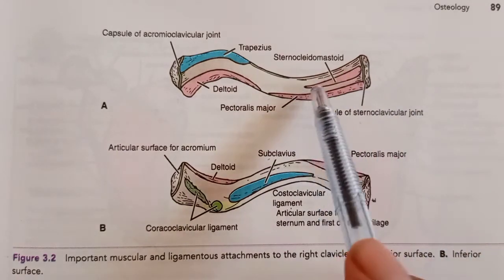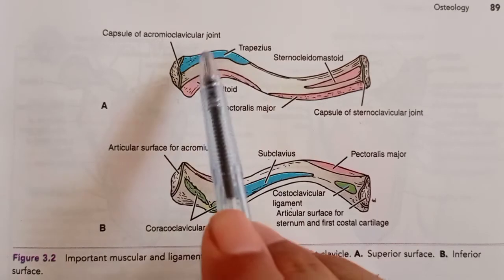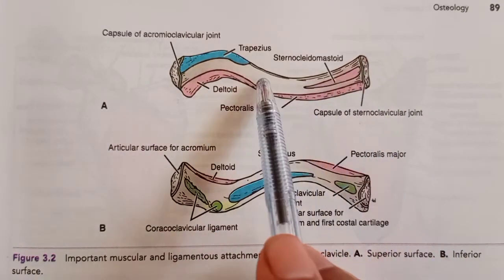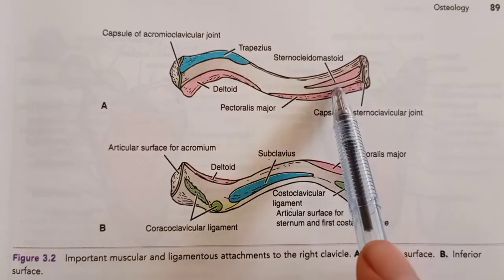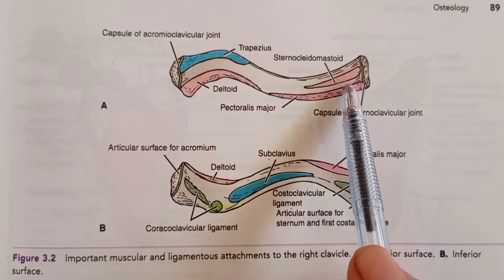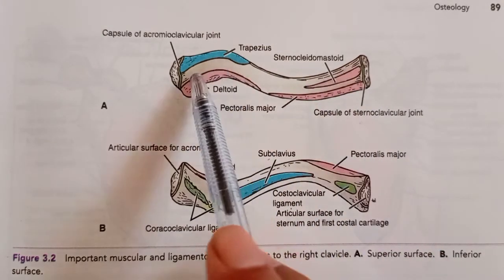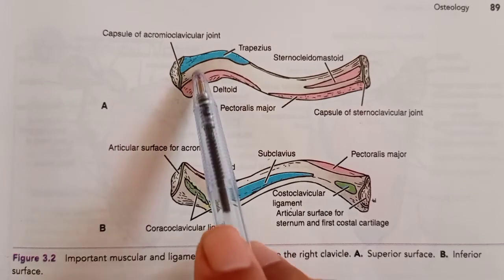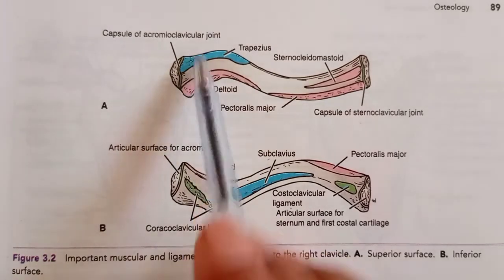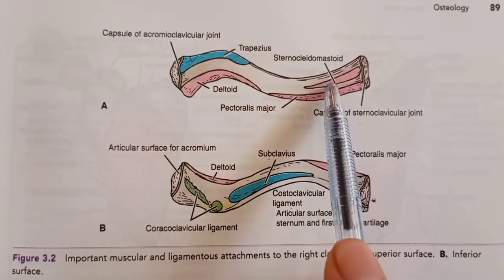If we divide the clavicle into three parts, this is one part, this is the second, and this is the third. The medial two-thirds of the clavicle is quadrilateral, meaning it has four sides. It is slightly cylindrical, and the lateral one-third is a little bit flattened. So it has two surfaces and two borders, while medially it has four surfaces.